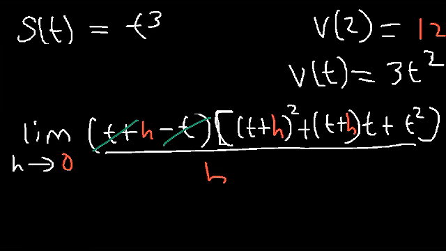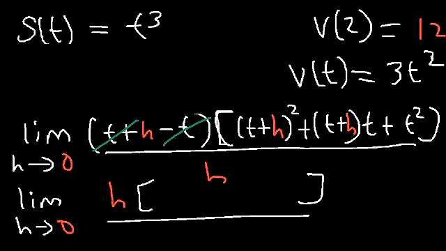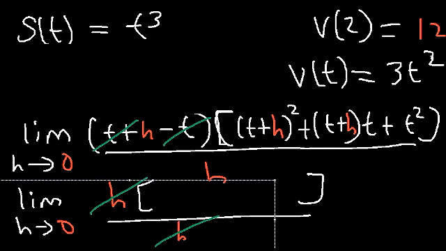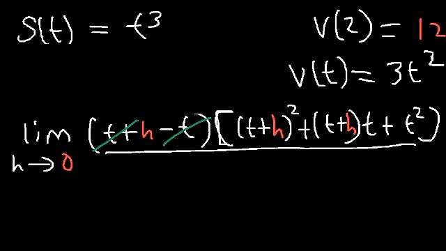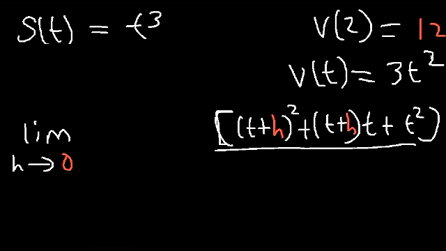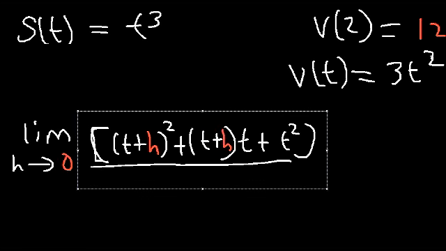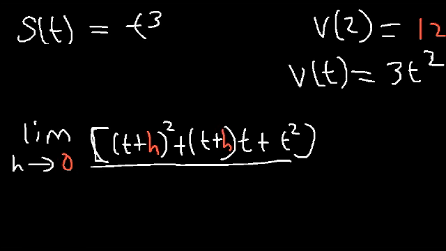So what we now have is the limit as h approaches 0, h times all of this stuff divided by h. So these two cancel. And so now we have this expression. Once you cancel the h on the bottom, you can now replace every h with 0.